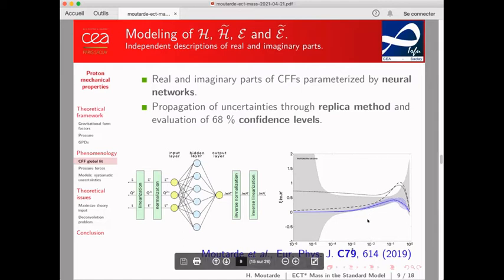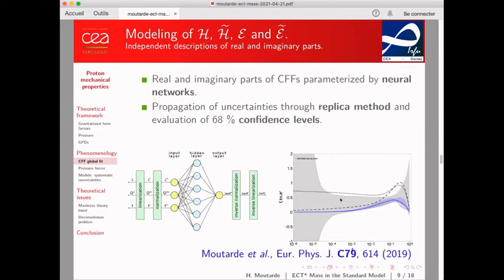So here, for instance, in this plot, I show the imaginary part of the Compton form factor H depending on Xi over a wide range. So you see here that uncertainties explode, and it is due to the fact that there's no data point here and there, but we wanted to be able to cover a broad range, and I will come back to this later on.